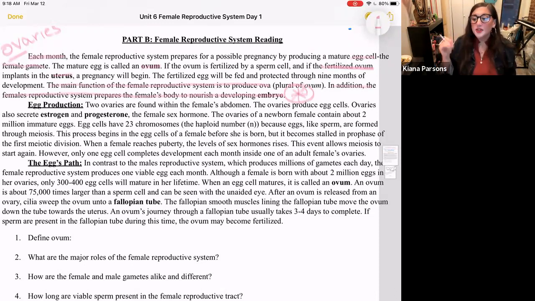They just need to produce and transfer gametes, but the female reproductive system also has to produce gametes, and then it has to nourish a developing embryo. Big job. Thank your moms.